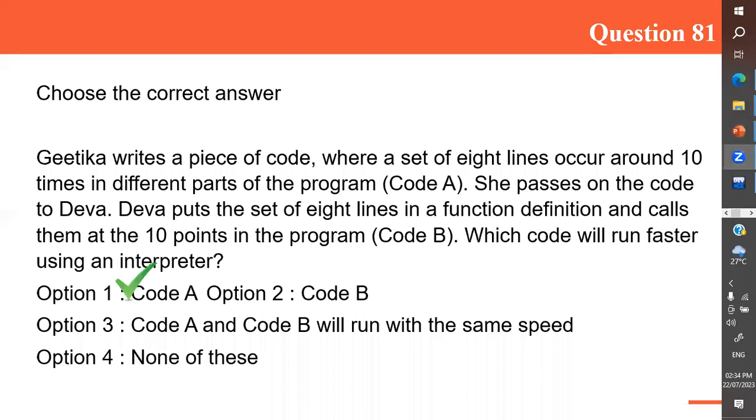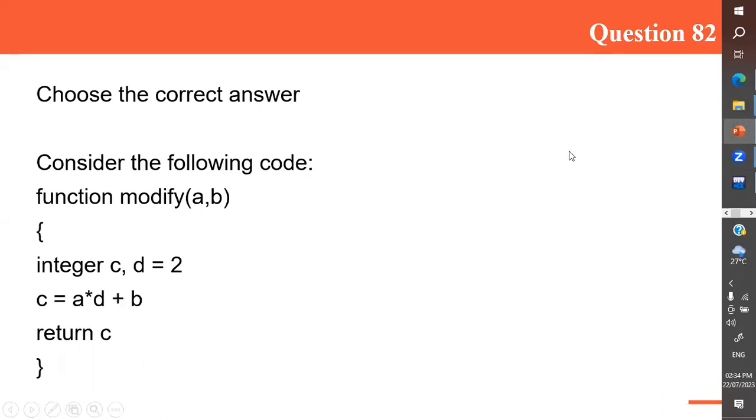Okay. Cool. So, going for the next one. See this question, everyone. Again, that modify question. I'll show you the rest. See it till here. Check what we are modifying. We are taking A comma B. C, D equals 2. C equals A into D plus B. Return C.